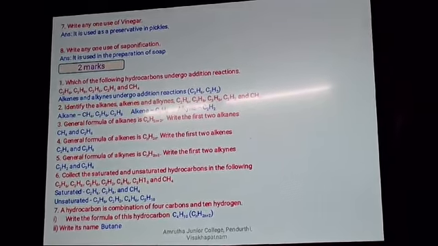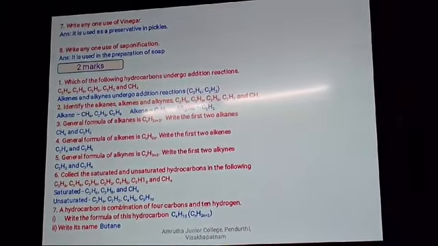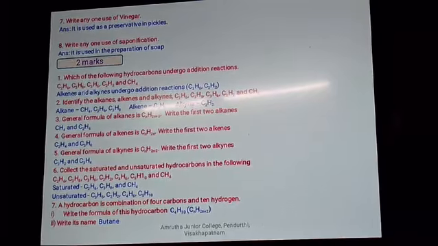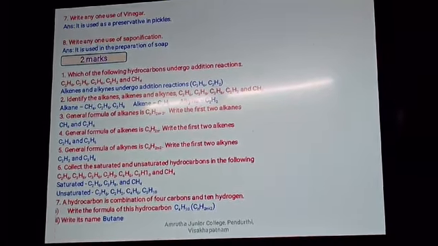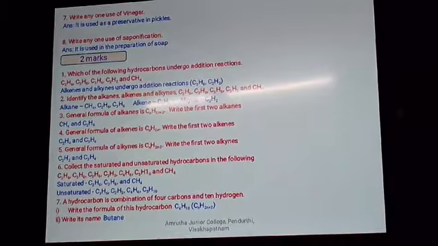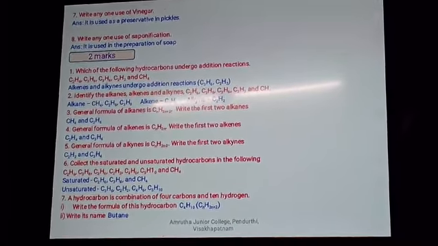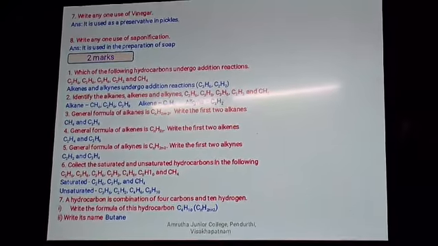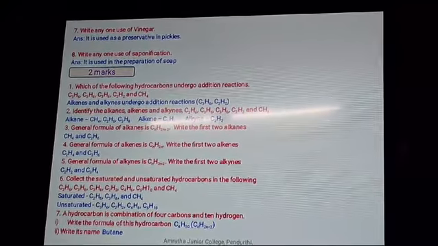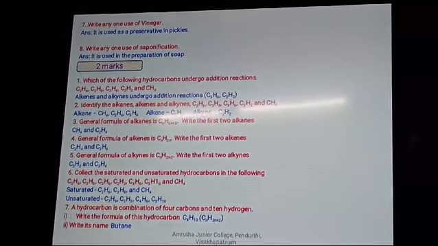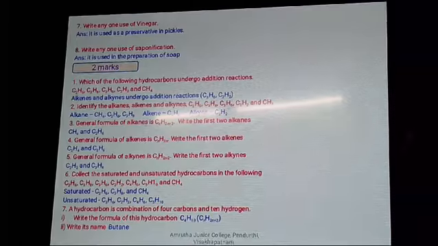Collect the saturated and unsaturated hydrocarbons from the following. Saturated are nothing but alkanes: C2H6, C3H8 and CH4. Unsaturated are C3H6, C2H2, C4H6 and C5H10; those are alkenes and alkynes. A hydrocarbon is a combination of 4 carbons and 10 hydrogens, that is C4H10. It belongs to CnH2n+2, that is alkane. So its name is butane.